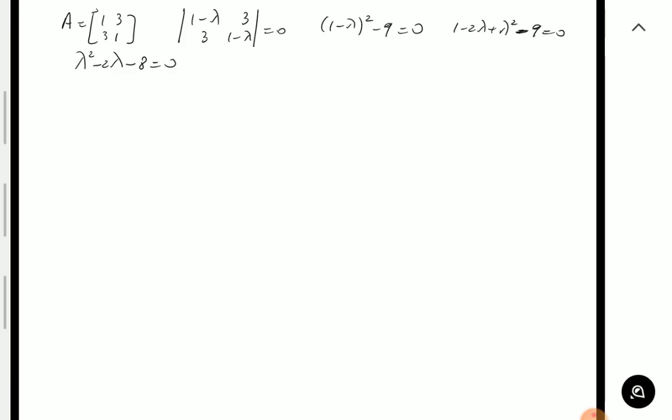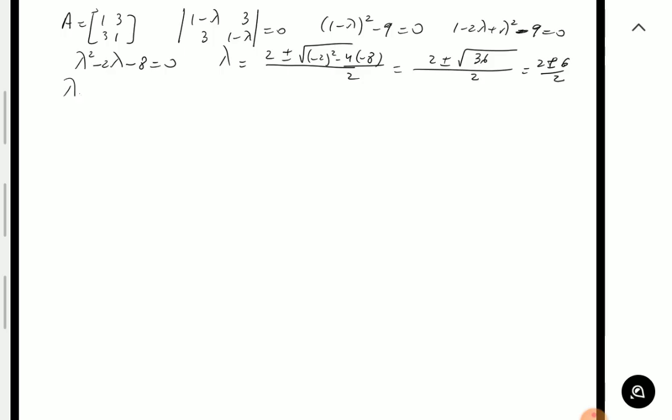You can use the quadratic formula. Let's actually use the quadratic formula, although it factors nicely. Lambda equals 2 plus or minus the square root of (-2) squared minus 4 times 1 times -8, all over 2. That's 4 plus 32, which is 36. So we have 2 possible eigenvalues. 2 minus 6 over 2, that's -4 over 2, which is -2. And the second one is 8 over 2, which is 4.